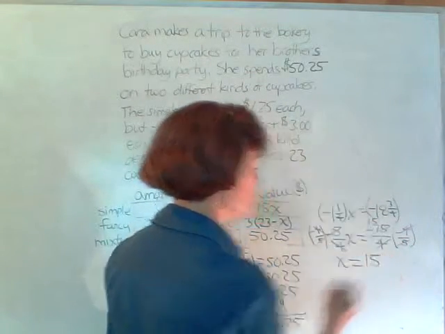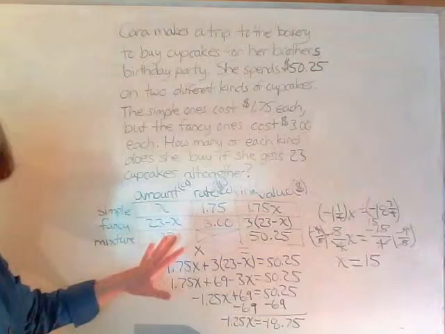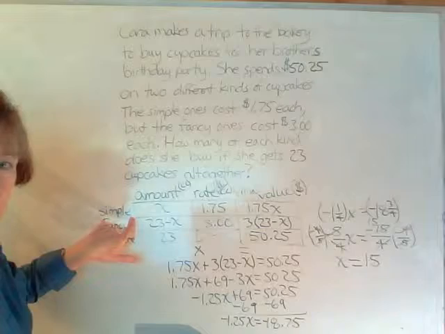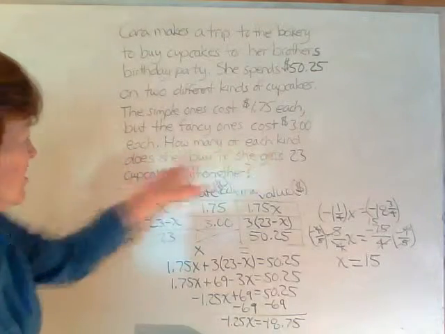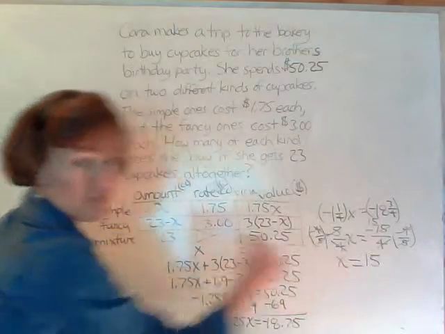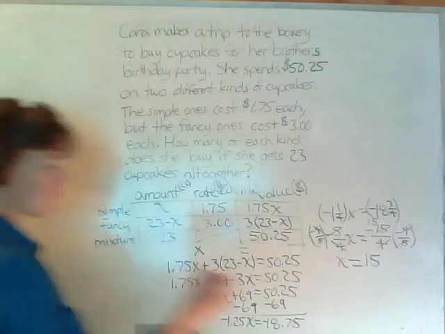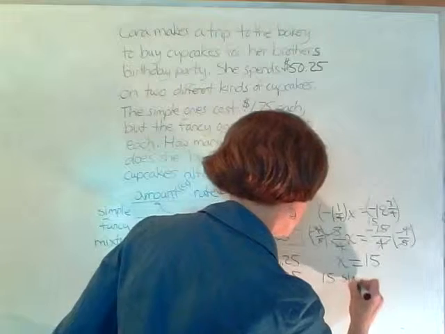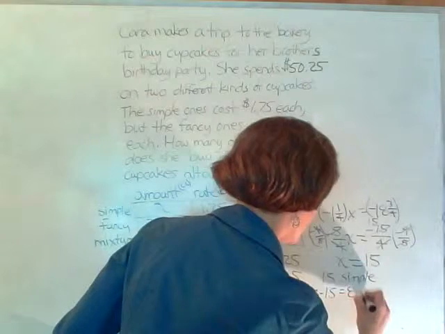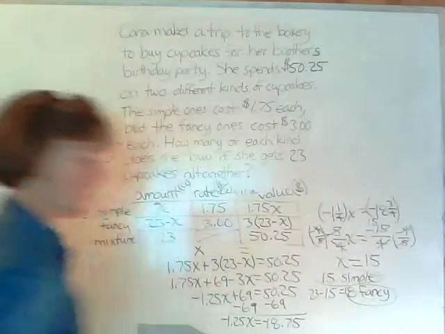So x equals 15. Now let's remember what x stood for in the problem. In my box you can tell that x represents the amount of the simple cupcakes. Now the question is, how many of each does she buy? Well, she buys 15 of the simple, which means the fancy, she buys 23 minus 15, which equals 8. So she buys 8 fancy cupcakes. And this answers the question.